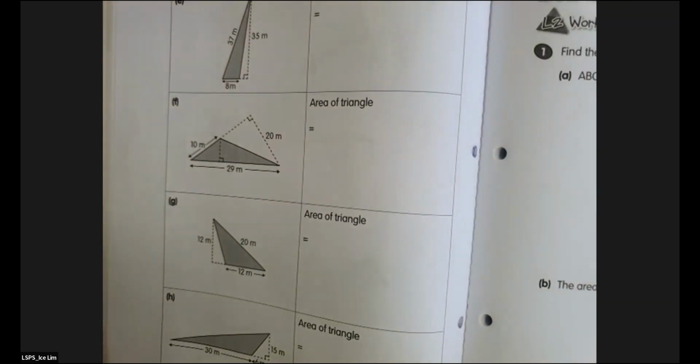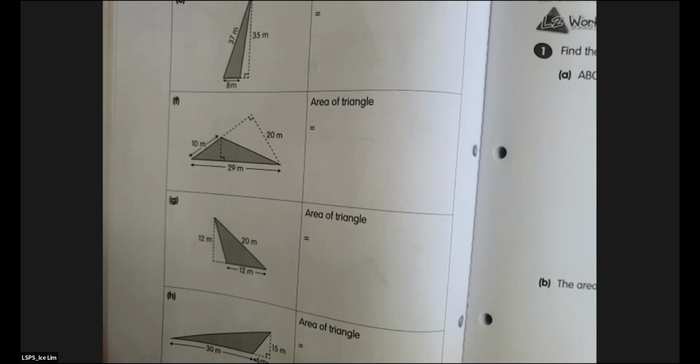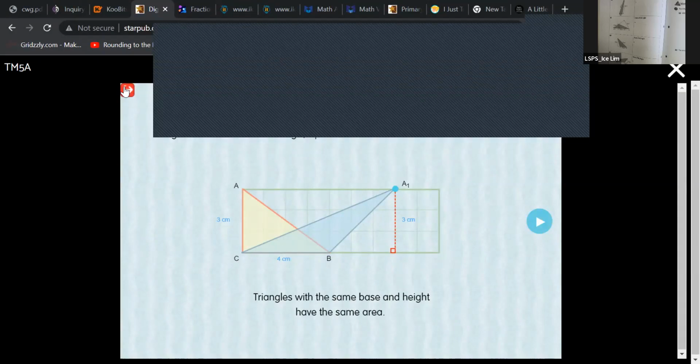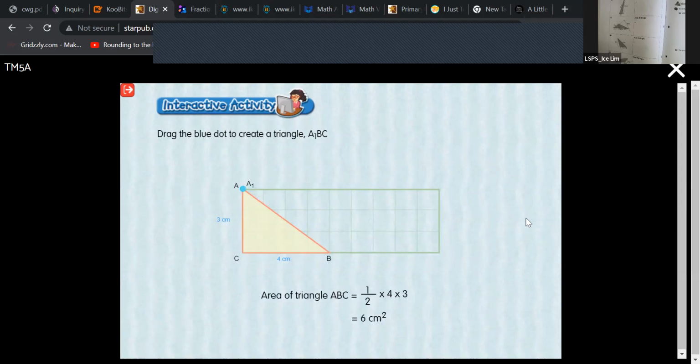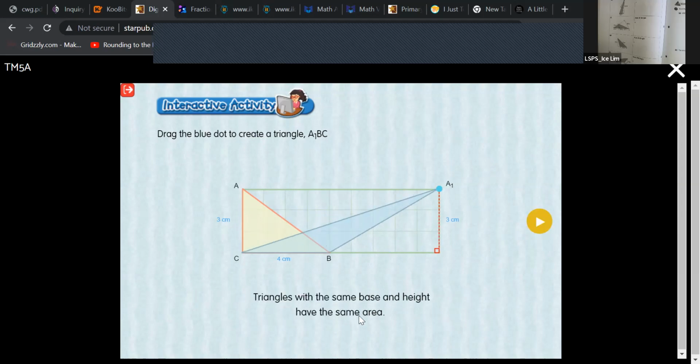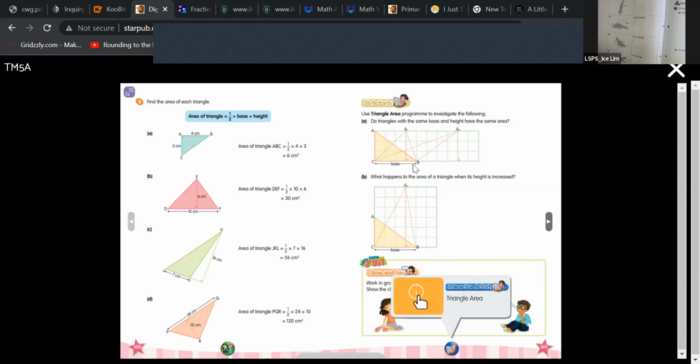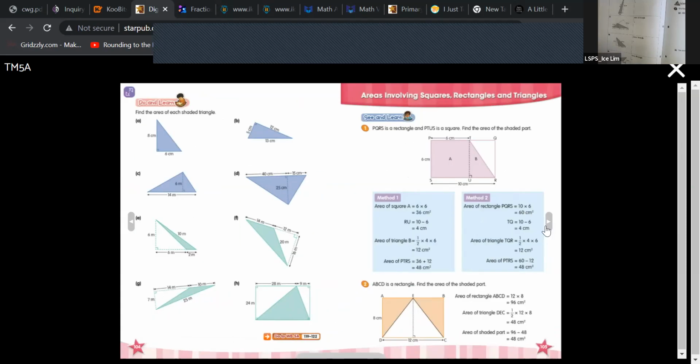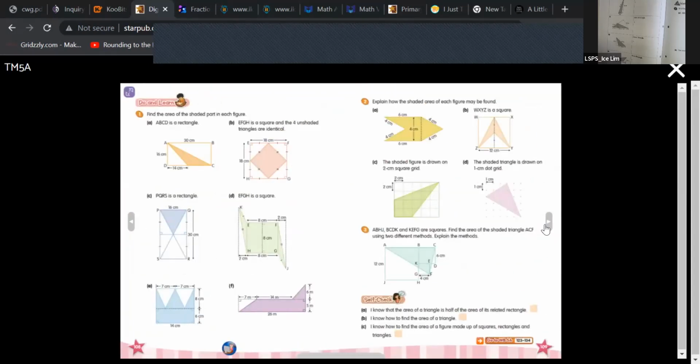Now, your other homework that you need to do is on this page here. Oh yes, so just now earlier on, the conclusion for this was that triangles with the same base and height have the same area. Now, in your textbook, there's the homework page that I need you to work on. There is this page, page 108 and 109 of the textbook. You have a textbook with you? Can you circle the pages now, please?